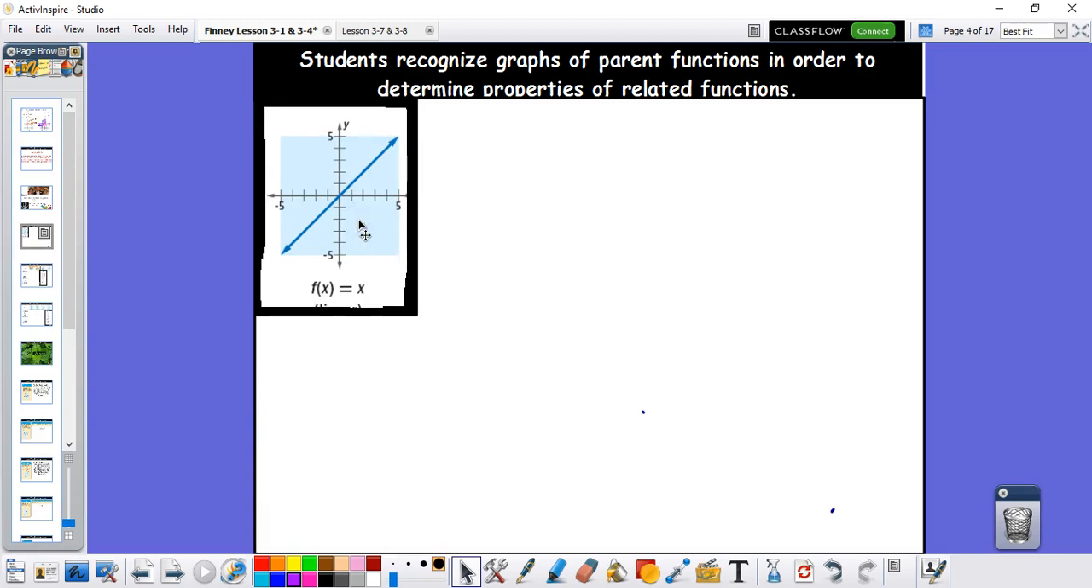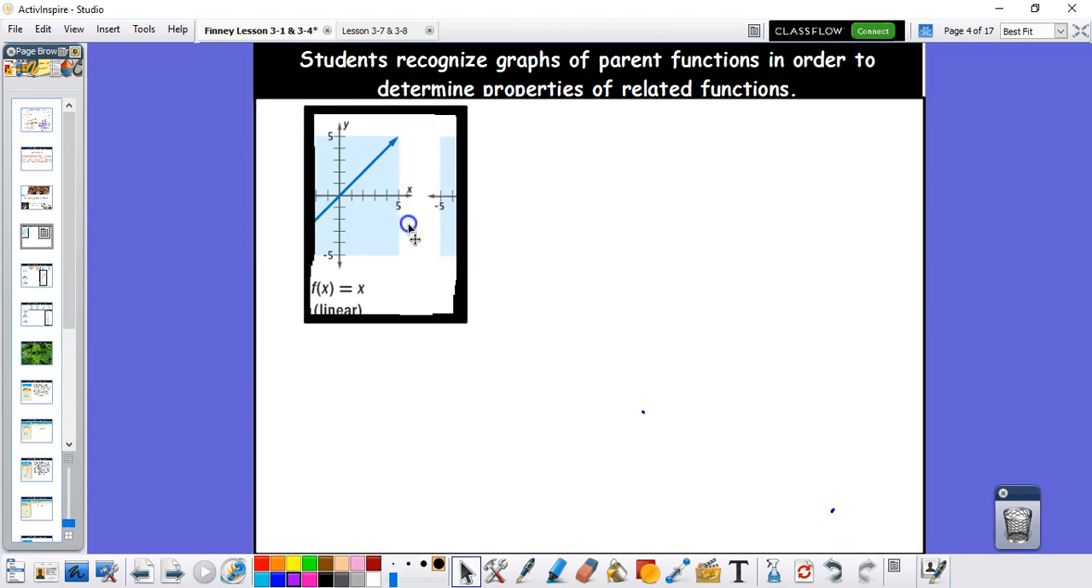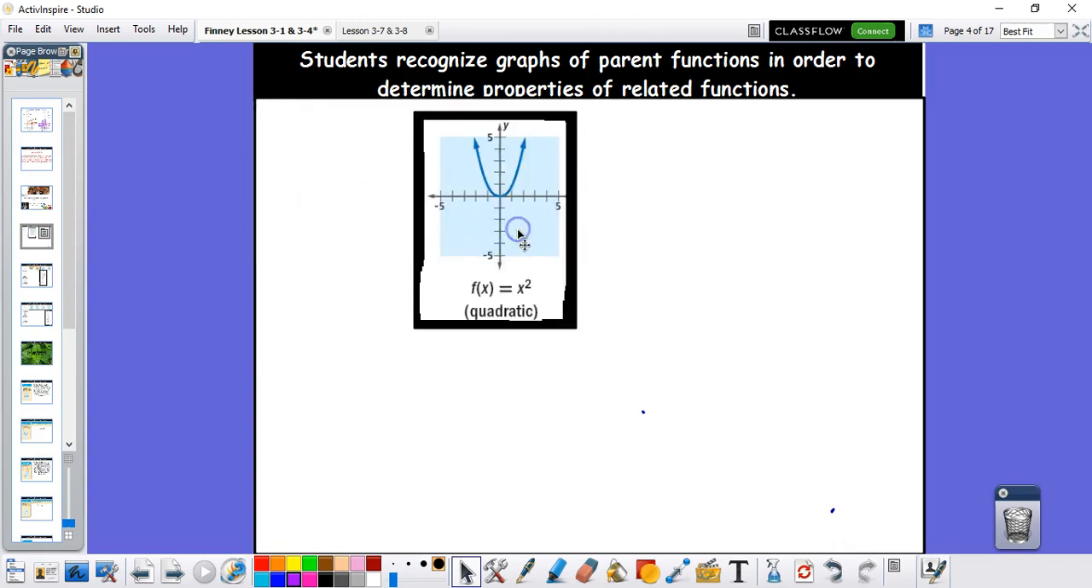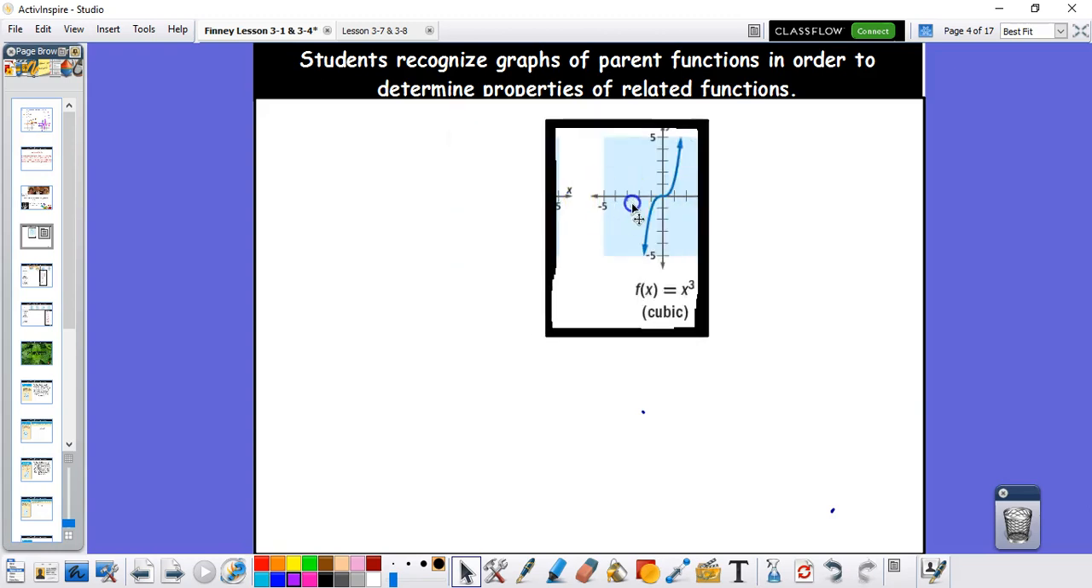This is a linear function. It's the graph of a line. We have y equals mx plus b. We have a quadratic function. It has a vertex. Domain is all reals. Range is y greater than or equal to 0, or whatever that vertex could be. It could be a min or a max.